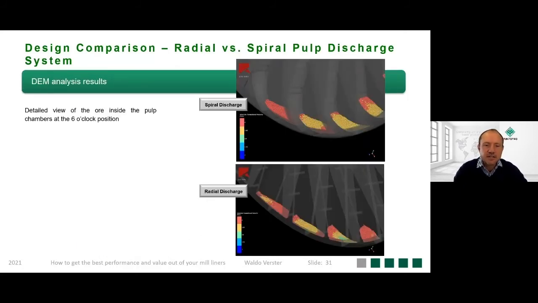Let's look at the results obtained from the discrete element method study. First of all, this is the mill in the 6 o'clock position, and it indicates the ore particles in the pulp chambers. The significance here is that when you convert from a radial to a spiral design, you need to consider that if the spiral design is very aggressive, if you've got very aggressive geometry here, you can lock material inside the pulp chamber. So we have optimized this design to prevent locking of material in this portion of the mill.